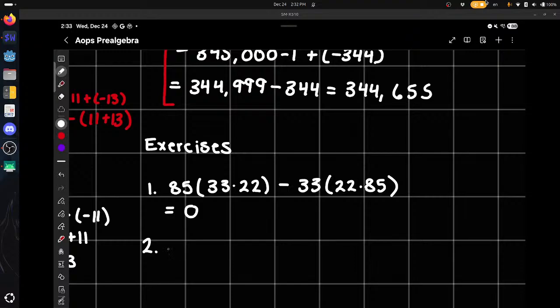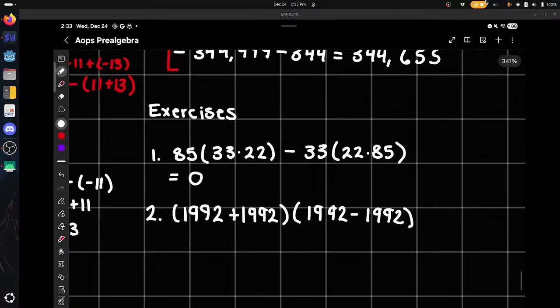Okay, 2. Compute. I can already solve this problem in my head because it's pretty easy once you see it. Well, I already noticed that the right hand expression, this right here, is a 0. Anything multiplied by 0 is 0.